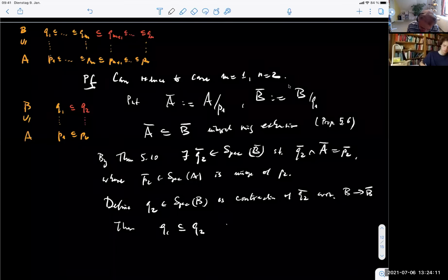So, and immediately to check, when I contract the Q2 with A, I get P2. That's the proof.